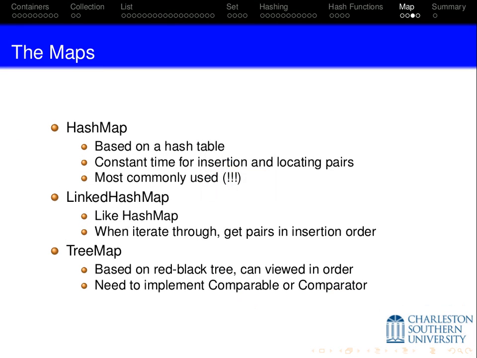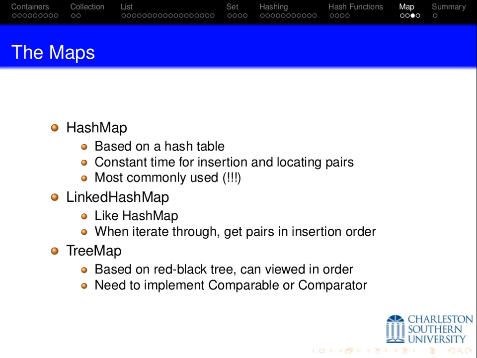Okay, hash map: based on hashing, constant time for insertion and locating pairs, most commonly used. And when I say most commonly used, I mean these hash maps are used all over the place. Sometimes people will use them instead of lists because they're just so quick on finding something.